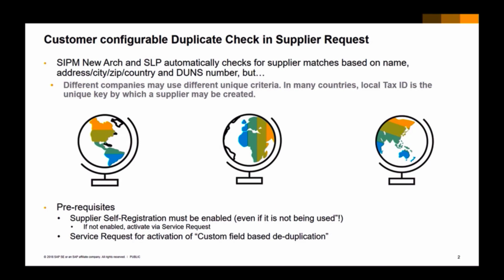And just some quick prerequisites, right? So if you're looking to use this feature, you must have the supplier self-registration feature enabled. That's the external link by which a supplier can self-register. Now, it doesn't mean you have to be using it, but it does have to be enabled. So you can go ahead and open a service request and ask for that to be enabled. And in addition to that, you also want to open a service request to ask for activation of custom field-based deduplication in your SLP or SIPM new architecture site.